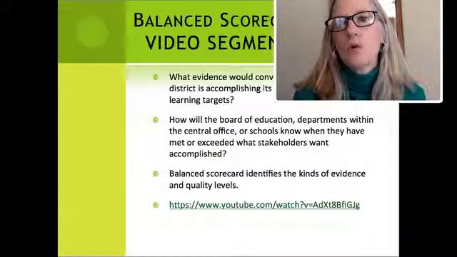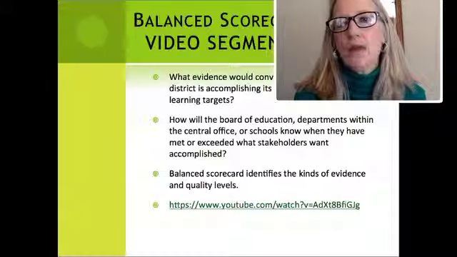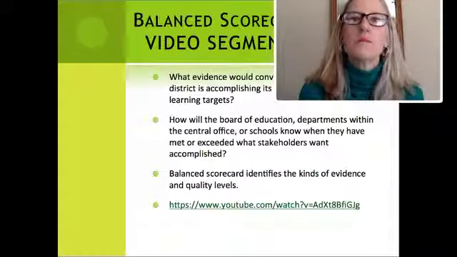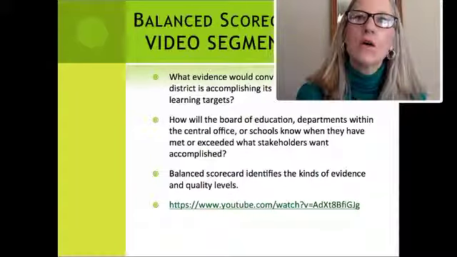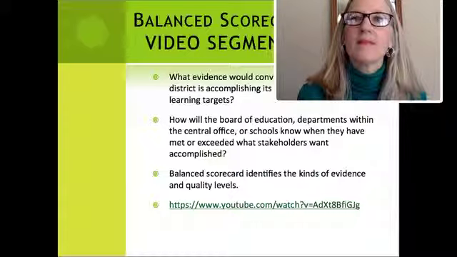And so once we've developed strategies for our strategic plans, it's time to think about how are we going to measure the success or assess the effectiveness of our strategic plan.